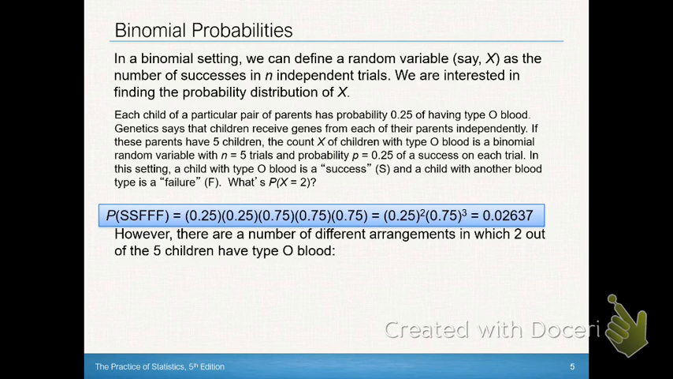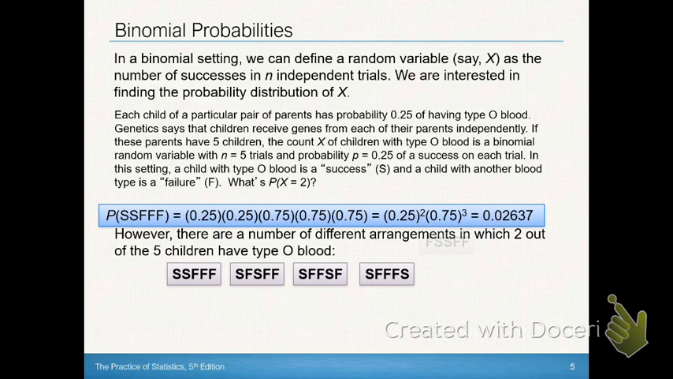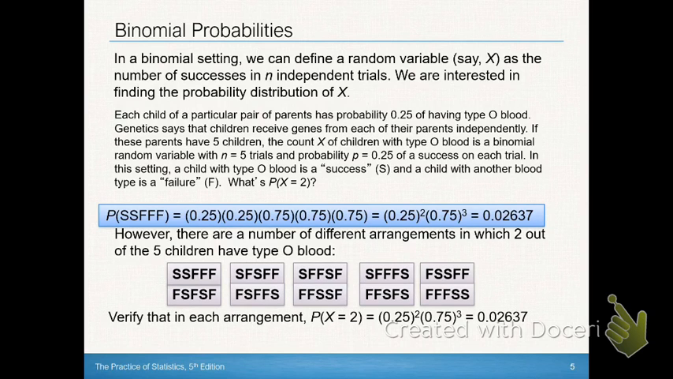However, in terms of the arrangement, maybe they have the children in a different order. So if we want to think of every possible order where you could have 2 successes and 3 failures, it turns out that there are 10 of them. So we're going to take our solution from before and multiply it by 10 because there's 10 different outcomes. So this is kind of the longer way to go about doing this problem.